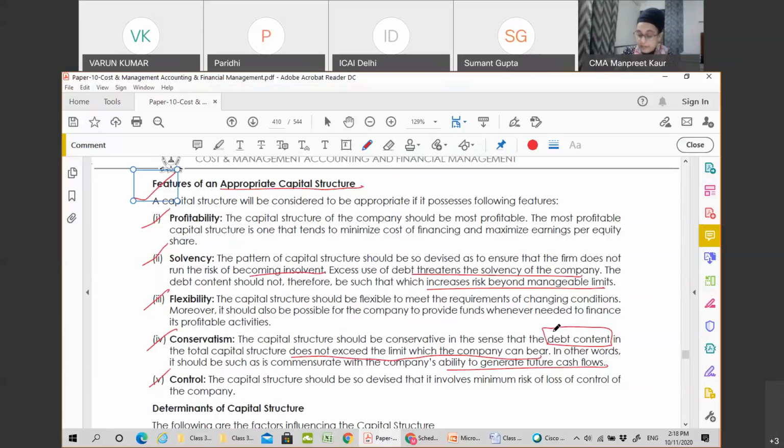Control. The capital structure should be so devised that it involves minimum risk of loss of control of the company. Because जितने ज्यादा हमारे debentures होंगे उतना हमारी कंपनी को रिस्क होगा. Therefore, main features of appropriate capital structure is the profitability, solvency, flexibility. This is very, very important in the theoretical viewpoint.